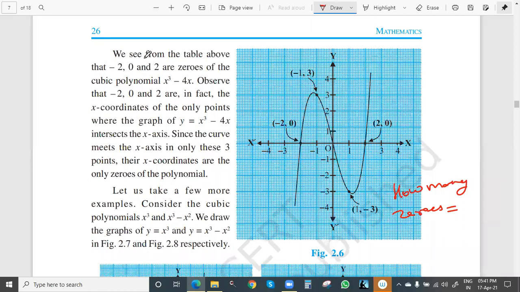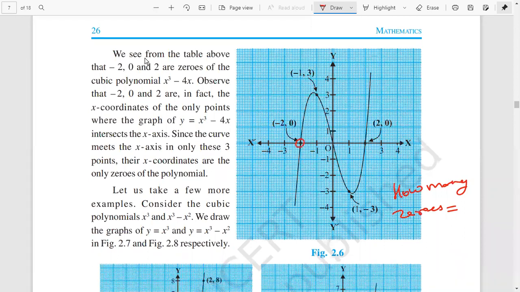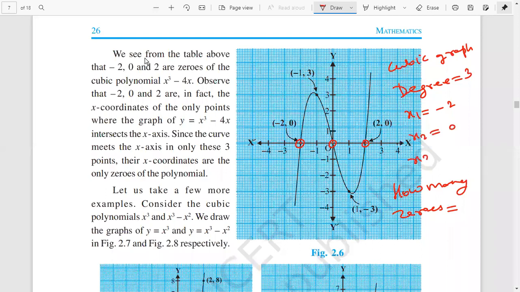Right, correct. Because this graph is meeting, cutting or intersecting the x-axis at 3 points. These are the points. That means the graph is a cubic graph, and many things can be obtained from the graph. Degree will be 3 because we have 3 zeros, and we can take the zeros values: first value x1 is minus 2, x2 is 0 and x3 is 2. These are the zeros values for which p(x) is 0.